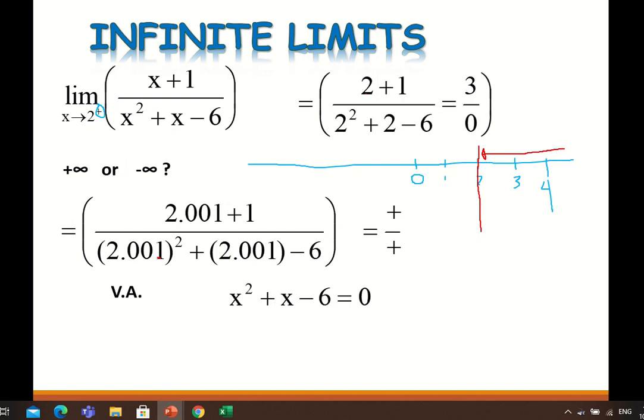All right, so to solve for the vertical asymptote, the rule is to determine what value of x can make the denominator equal to 0.